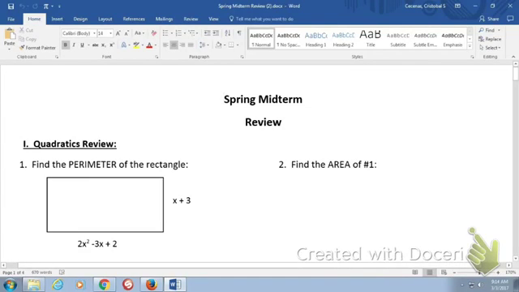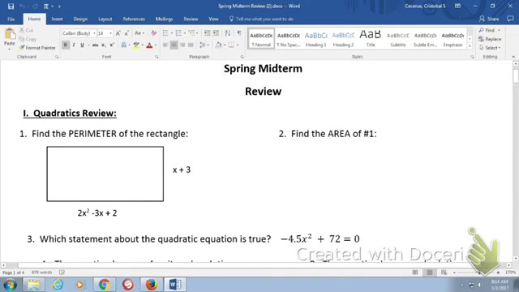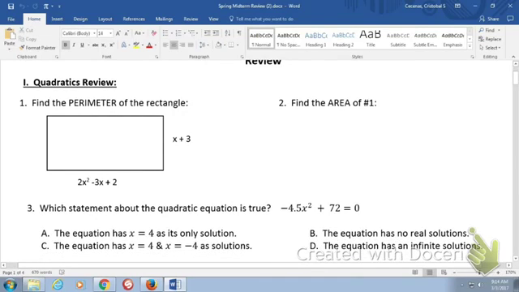Alright, for the midterm, this is going to be the video. Look at number one, okay? They're asking for the perimeter. When they ask for the perimeter, they're basically asking to add up the sides together. So we're going to add that, plus that, plus that, plus that, all of them together. And that's how we're going to find the perimeter of this shape.